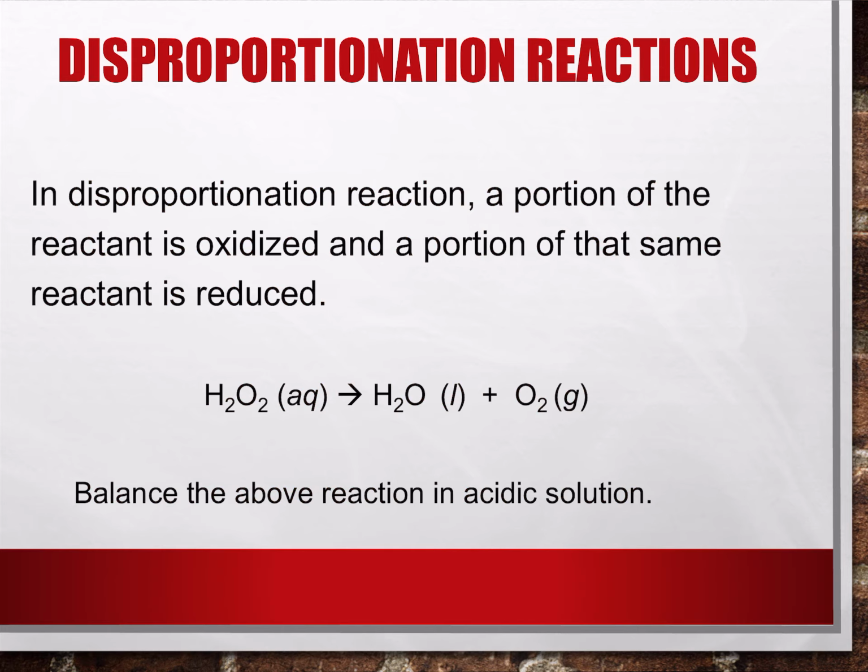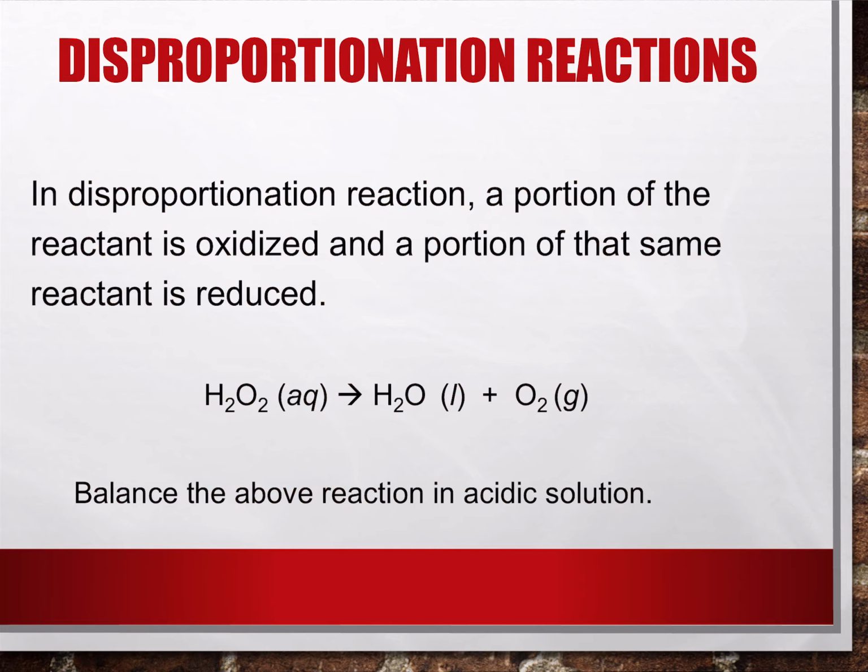And now it's later. So in a disproportionation reaction, a portion of the reactant is oxidized and a portion of that same reactant is reduced. So if you look at this reaction that I've written here, we have hydrogen peroxide and it is decomposing. It's producing water and oxygen gas.